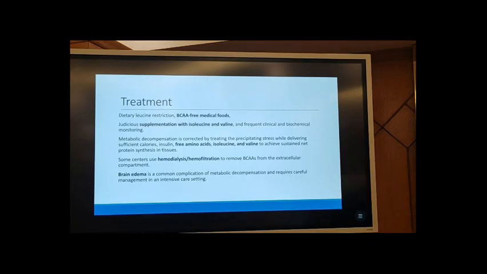So we have a special formula called branched-chain amino acid free medical food. This medical formula does not have valine and isoleucine. So after 48 hours of giving this medical formula, we have to add valine powder alone and isoleucine. This is very important because valine and isoleucine help to consume leucine, meaning they help the leucine to be used by the cell and therefore decrease its level in the blood. So supplementation of valine and isoleucine is very important.